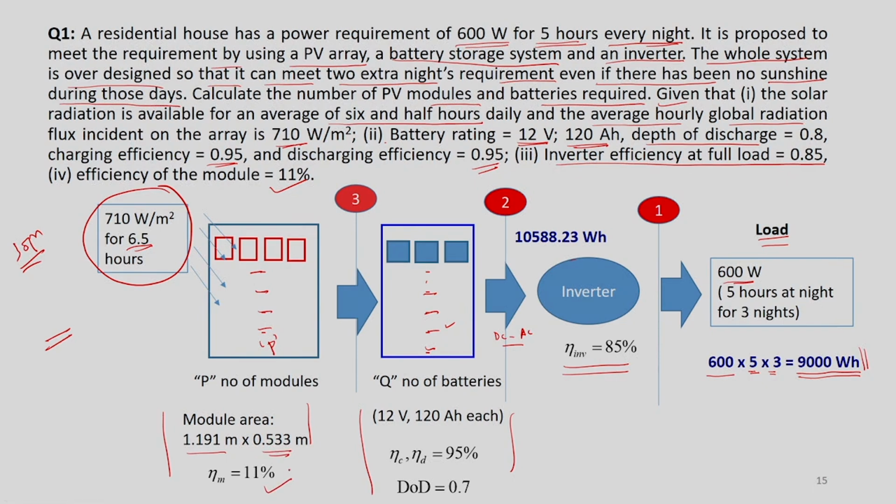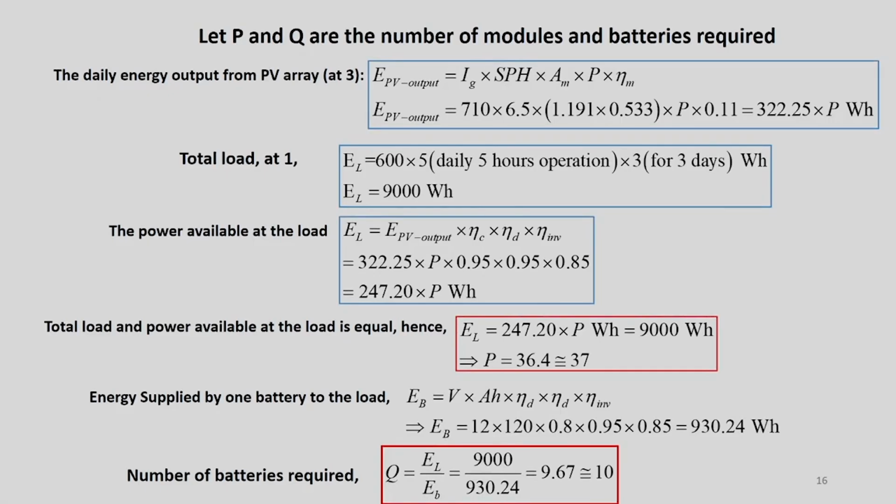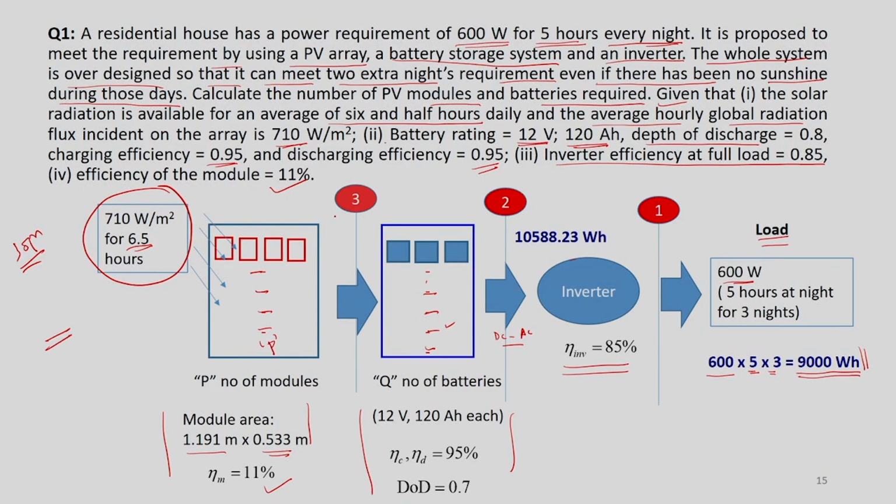Now, we are dividing this into 3 categories, 1, 2 and 3, so that we can do it more clearly. Let us consider P and Q are the number of modules and batteries required to run the system, right. Now, we will start with this supply part, like daily energy output from the PV array at 3. If we go back here, this is represented here. The amount of energy which is generated by this PV module we need to know. How much energy is generated here at this point.